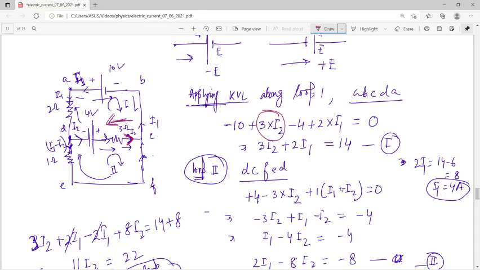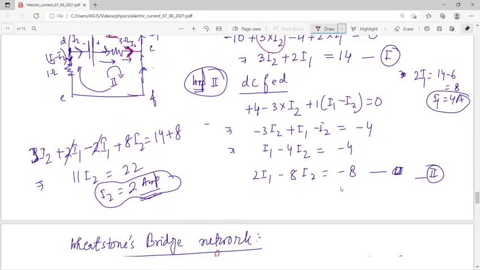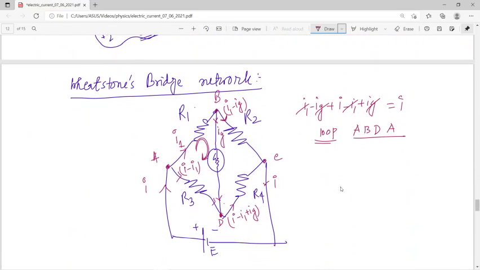So if the direction of the current is opposite to the direction in which we are traversing the loop, then it is positive. In that particular case you will find this is I1, and we are traversing in the same direction, so you can take it as a negative.